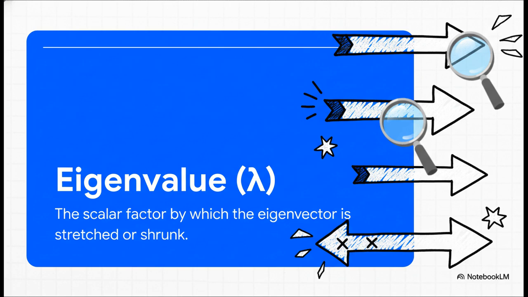And every hero needs a sidekick, right? Well, every eigenvector has its partner, the eigenvalue. We usually write it as the Greek letter lambda. And all it is really is a number, a simple number that tells you exactly how much that eigenvector got scaled. Did it double in length? Did it shrink to half its size? Maybe it even flipped around and pointed the other way. That's what the eigenvalue tells you.